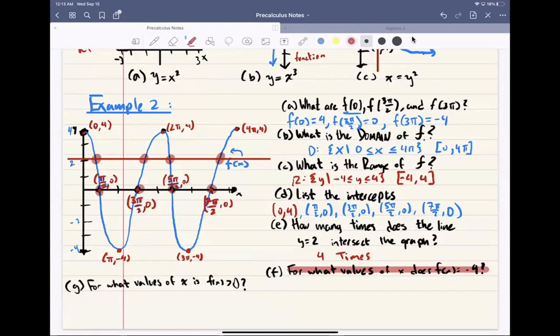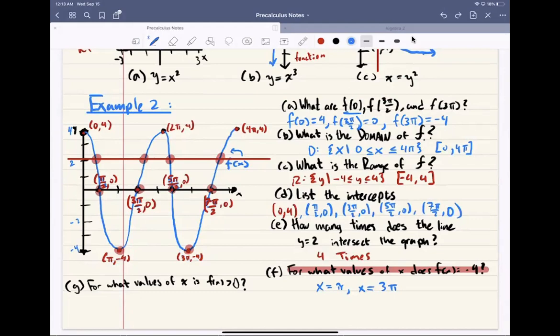So there are two values. There's this one right here and this one right here, right? So it's going to be the x values in this area. The answer is x equals pi and x equals 3 pi, okay? Because these are the two points where our y is equal to -4.